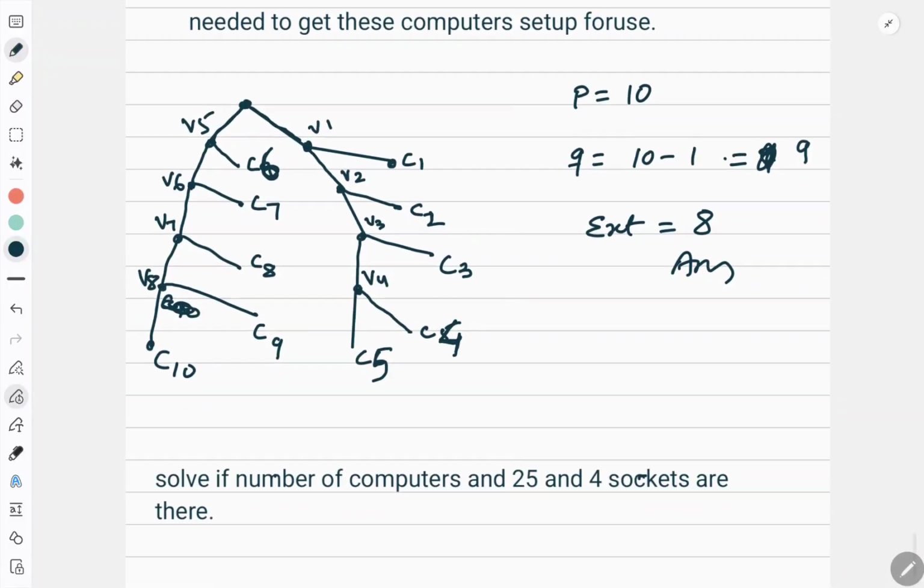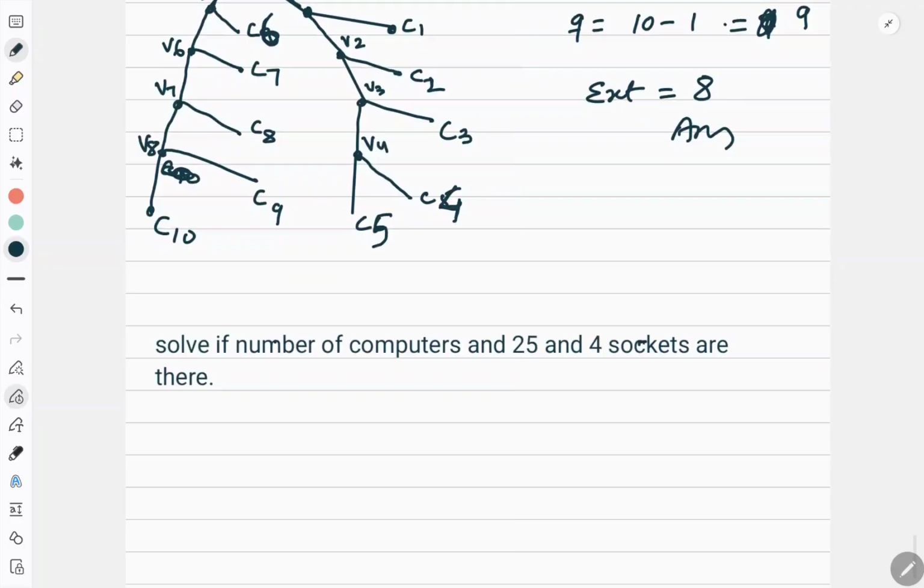So this question is very important from the exam point of view. Now one more question of this type is there. The only difference is that there are 25 computers in it. Number of computers is 25 and every extension has 4 sockets. So if the number of computers is 25 and the wall socket and the extension cords have 4 outlets, find the least number of cords needed.